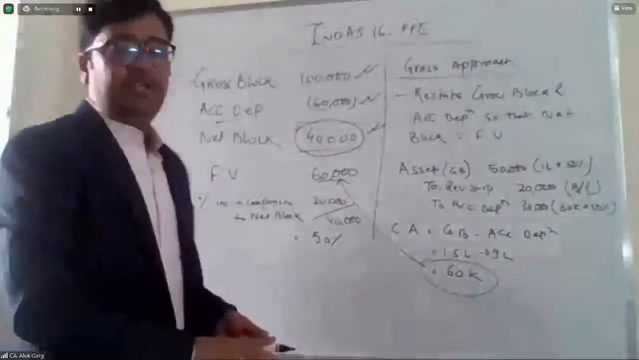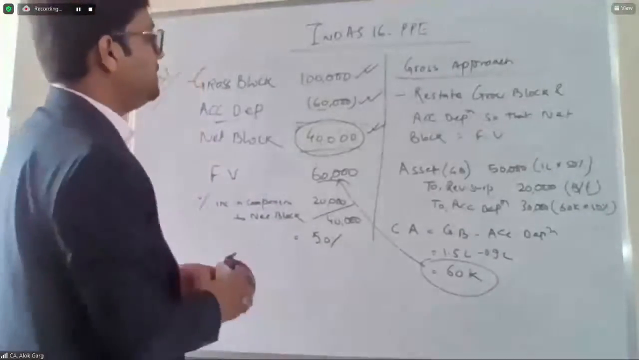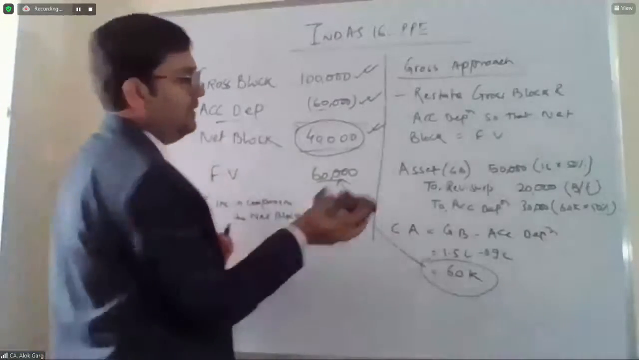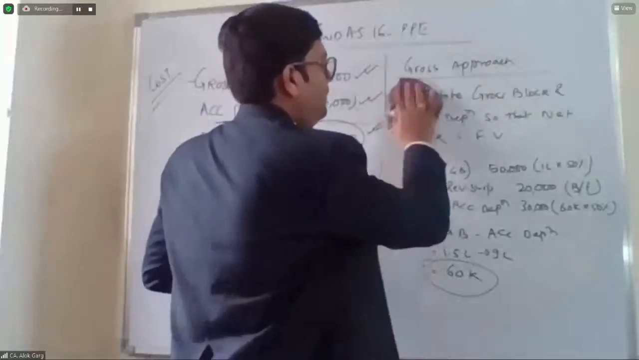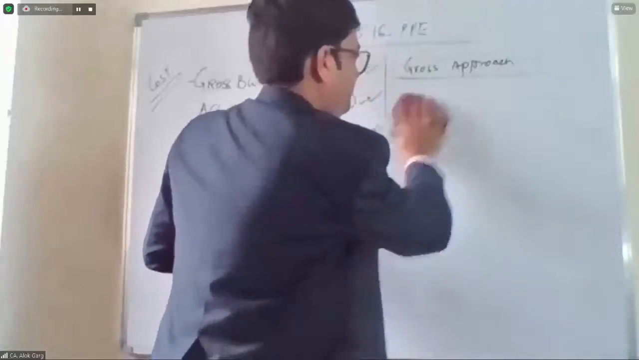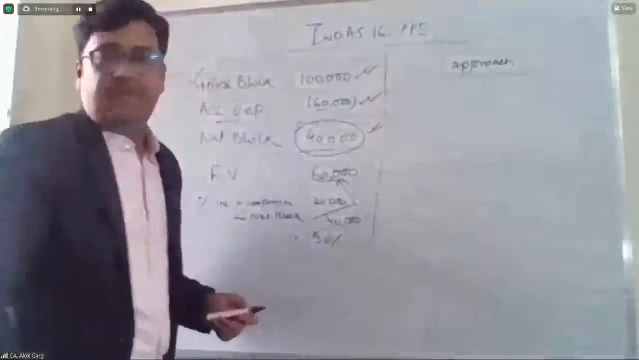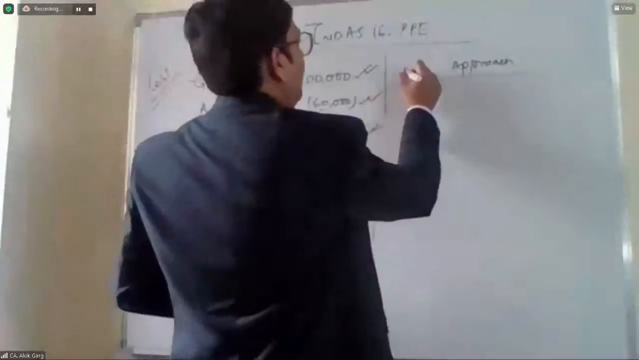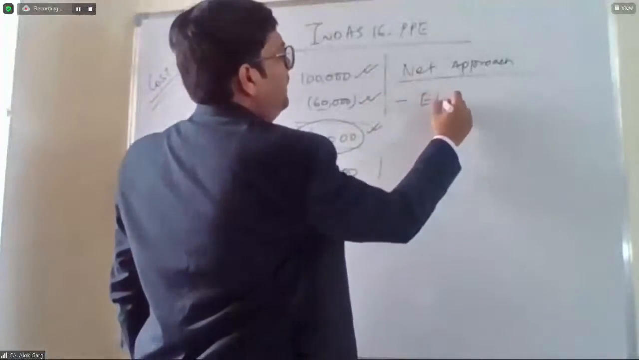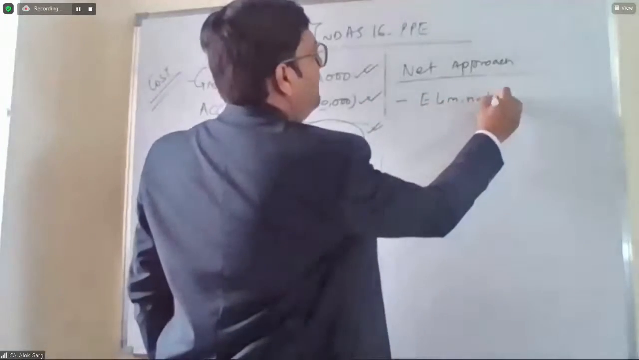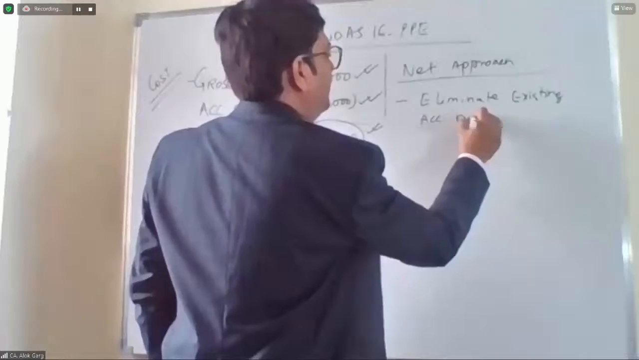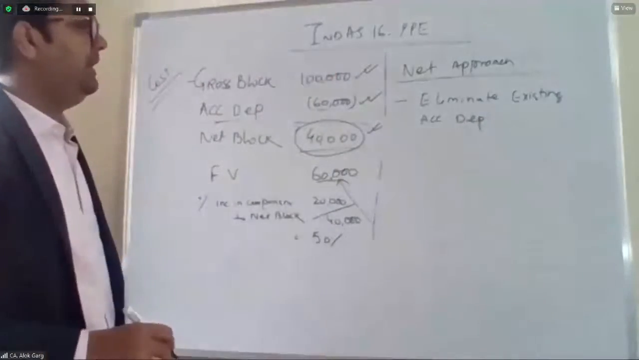Okay. Now, what is meant by the net approach? So I am removing this gross approach. What is meant by net approach? Net approach means eliminate existing accumulated depreciation. Eliminate existing accumulated depreciation.